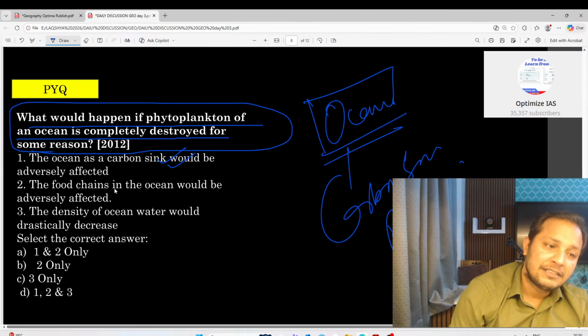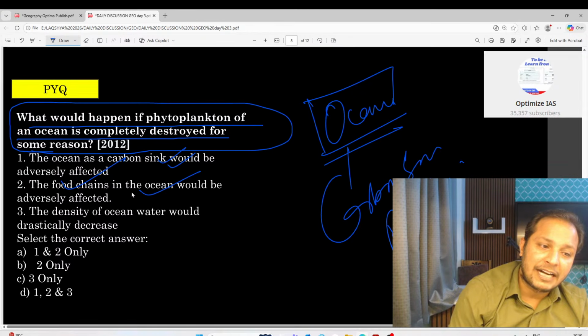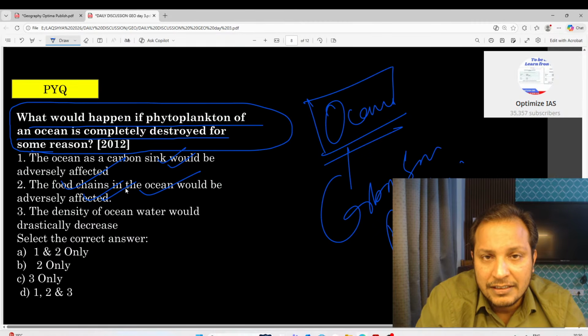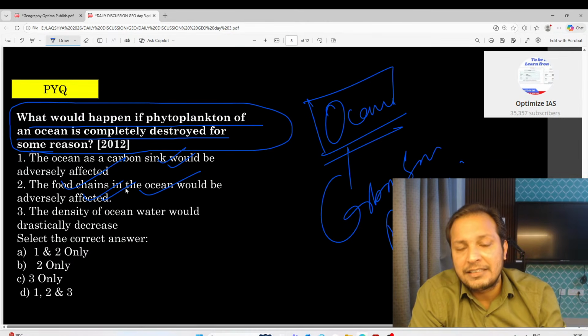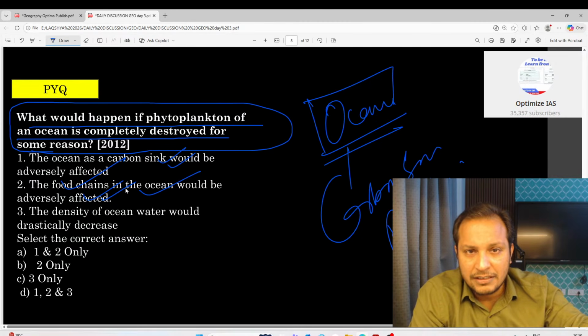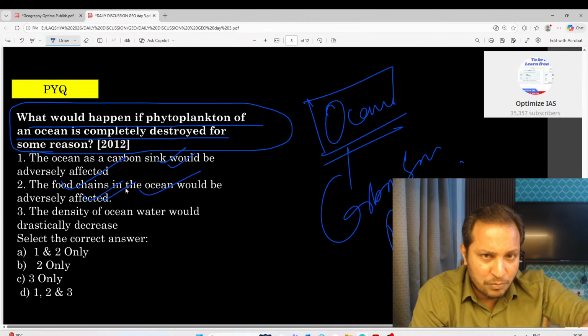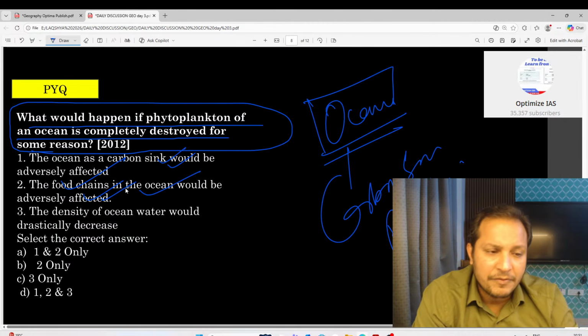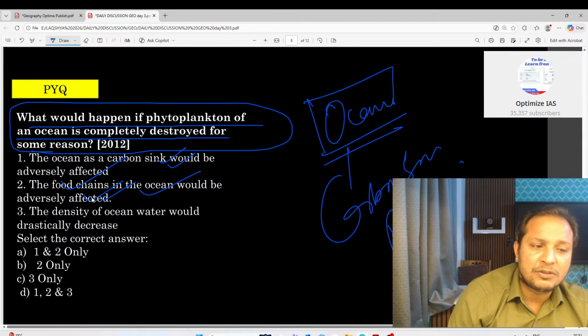Next, the food chain is adversely affected. Obviously the food chain will get affected. When there is no phytoplankton, how will the fish survive? Their entire food chain will collapse, because phytoplankton is at the bottom of the food chain of the ocean. So statement 1 and statement 2 are correct.